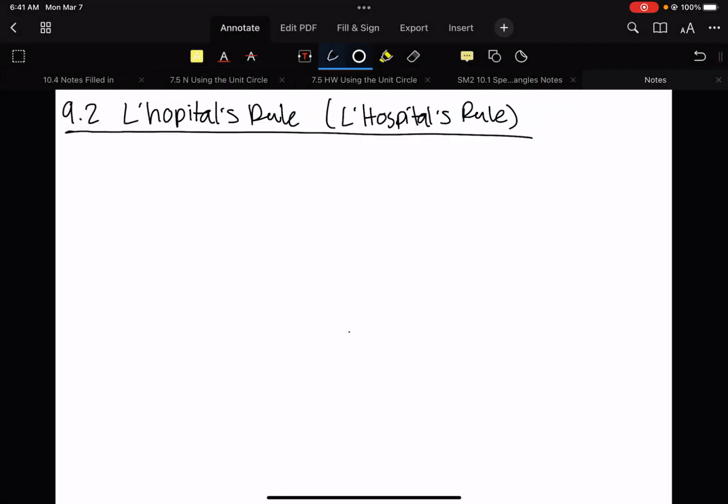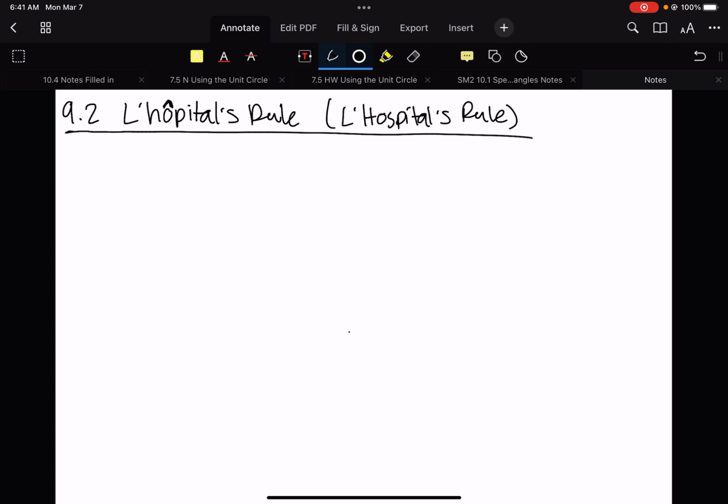Okay, today we're going to be talking about something called L'Hôpital's Rule. In your book, it's spelled out L-O, with a weird little accent over the O. This is a French name, which is why it's spelled all weird.